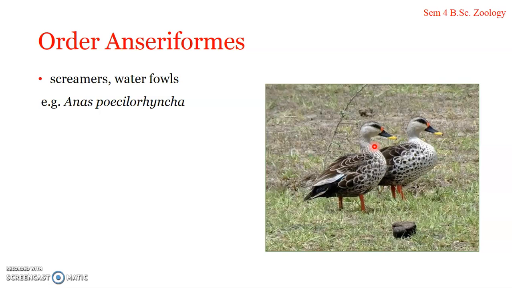Anas poecilorhyncha, it is actually the duck, and Anser indicus, it is a bar-headed goose. Swan, it is Cygnus. Okay, so this one, the Anas poecilorhyncha specifically, it does have a yellow-tipped beak. Okay, and this is one that visits Kerala as well.